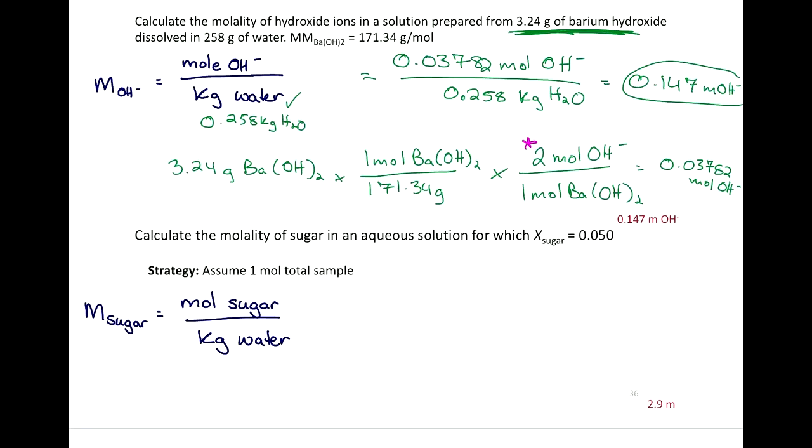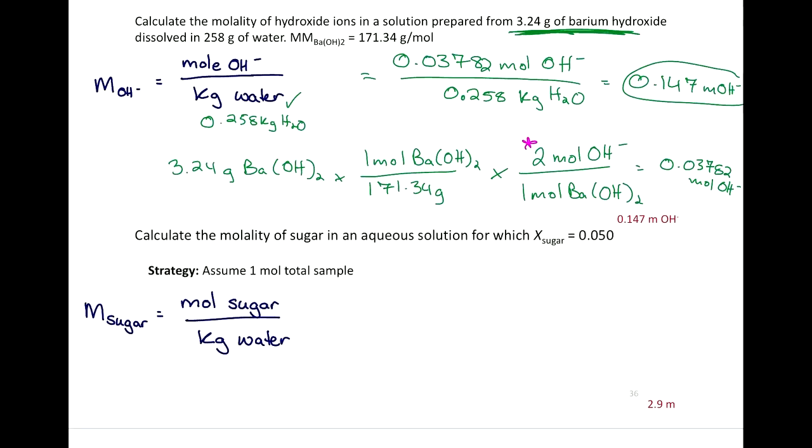Calculate the molality of sugar in an aqueous solution in which X, what does X mean? What is that? Mole fraction, yes, in which the mole fraction of sugar is 0.05, so 5% of the moles of this solution is sugar. So we're calculating the molality.